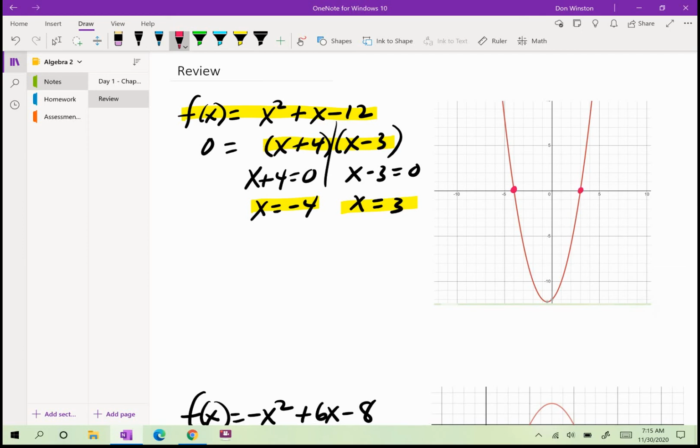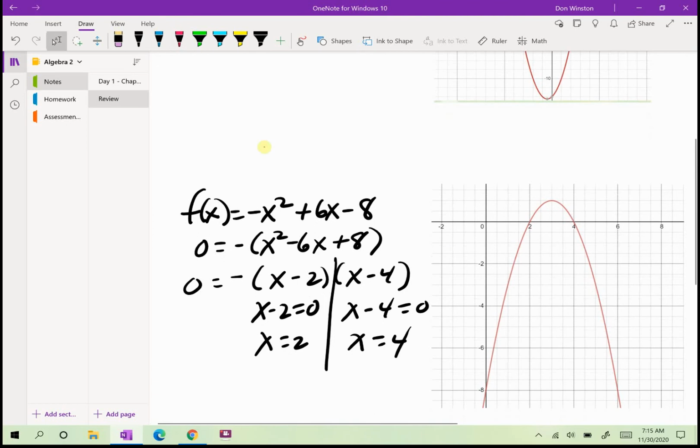So as you can see, my zeros were negative 4 and a positive 3. I want you to notice, though, that the zeros were negative 4 and a positive 3, but my factors actually were x plus 4 and x minus 3. It's kind of like you reverse the sign. We had a happy graph because the leading coefficient was positive. So we had a happy graph.